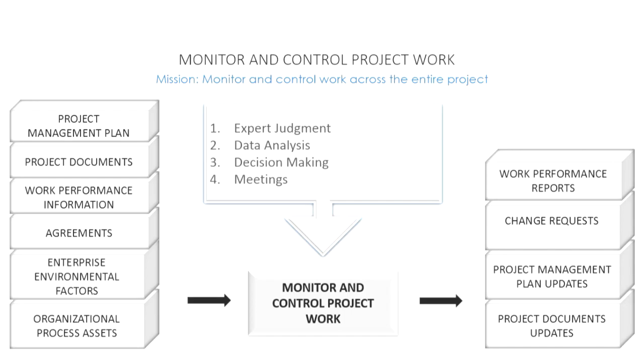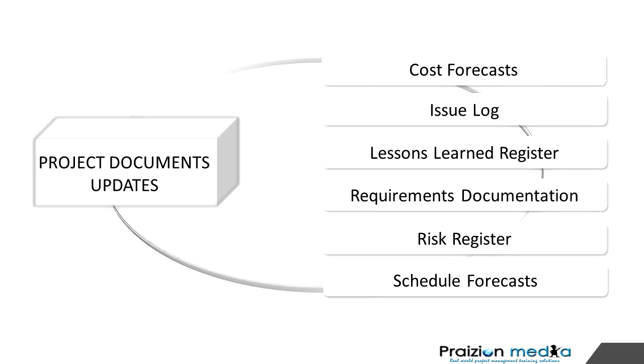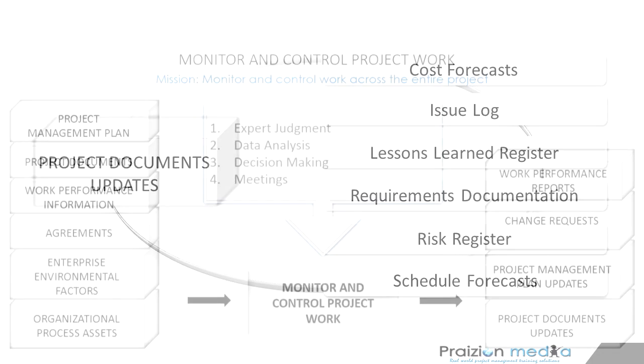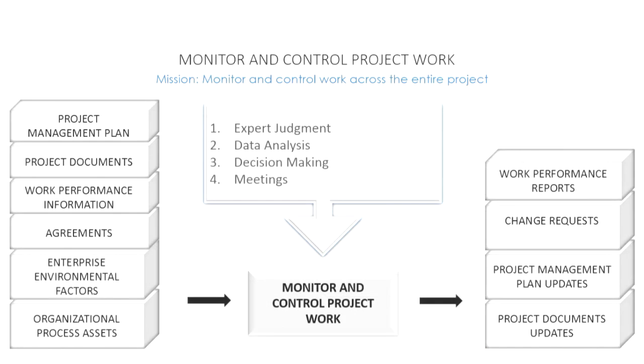Okay, so a few more hints for you when we talk about the output project documents updates. We could be referring to various documents, but some of the documents we could be talking about here include cost forecasts, the issue log, lessons learned register, the risk register, and schedule forecasts that may be documented. Okay, and that concludes the monitor and control project work process. Let's go on to our next process.